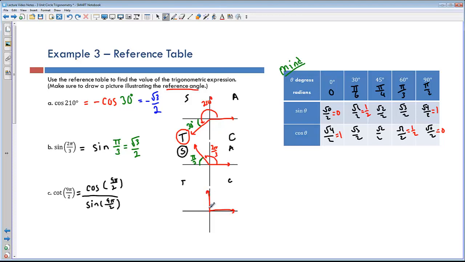You went around lots of times, right? Starting here, you went around once, twice, and then right there. So that's your 9 pi over 2.